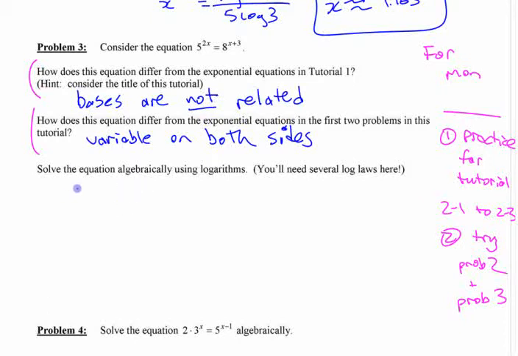I'm going to write it over here so I have lots of room. 5 to the 2x equals 8 to the x plus 3. The way we're getting at this thing is we're doing the base 10 logarithm of each side. And then we're going to try to start to simplify using the power rule.